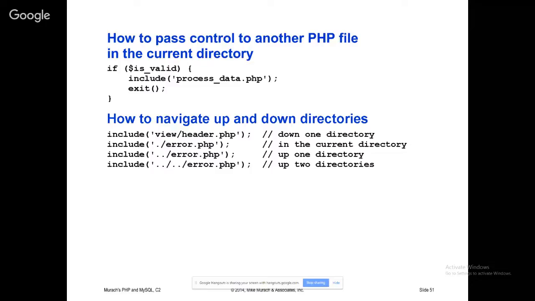PHP is in a different folder, then you have to specify the name of the folder. If you're in the current directory, you can also say dot slash. And if you want to climb up one, this dot dot slash is going to climb up one. And then this is climbing up two directories with the last example. So if something is not working, you always want to check that you captured your directory structure correctly. That's a good starting point to debug problems.